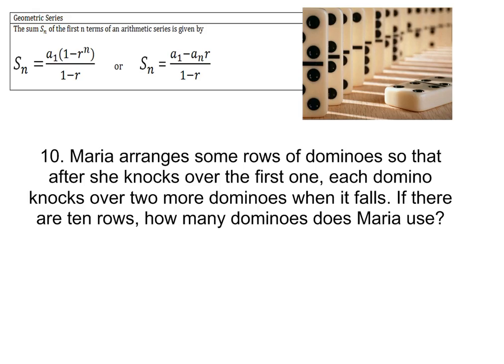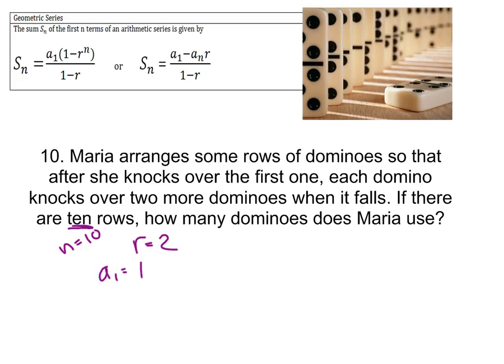So Maria arranges some rows of dominoes so that after she knocks over the first domino, each domino knocks over 2 more dominoes when it falls. If there are 10 rows, how many dominoes does Maria use? So here, my common ratio is going to be 2. I'm multiplying over and over and over again. n is going to be 10. It's kind of nice when it rhymes like that. And a sub 1 is going to be 1.